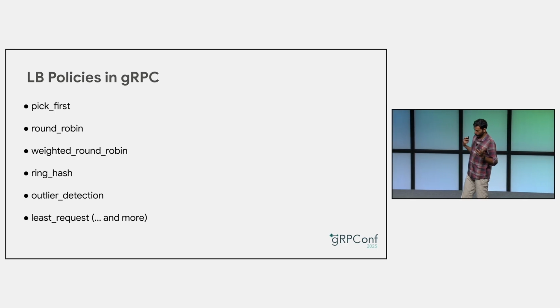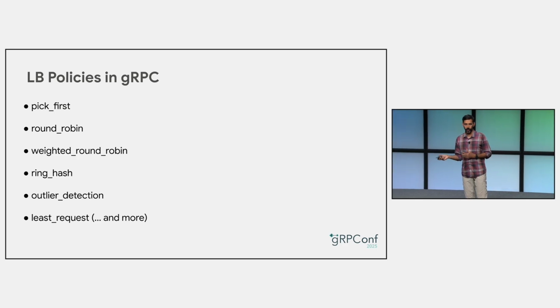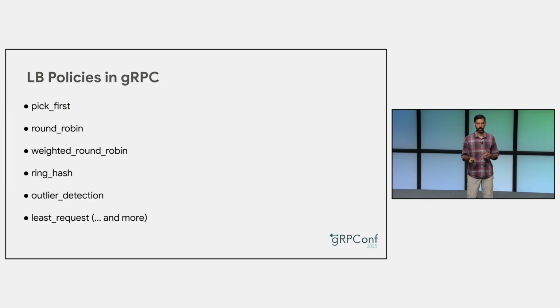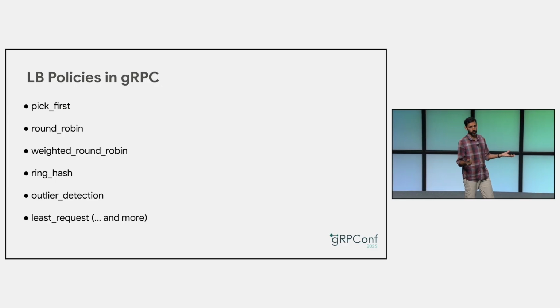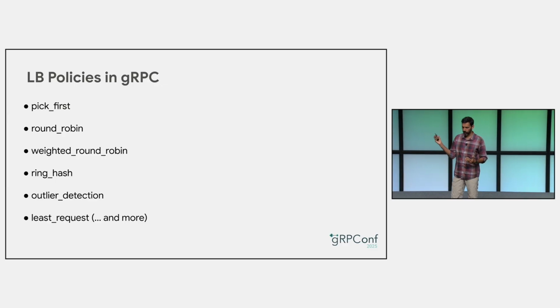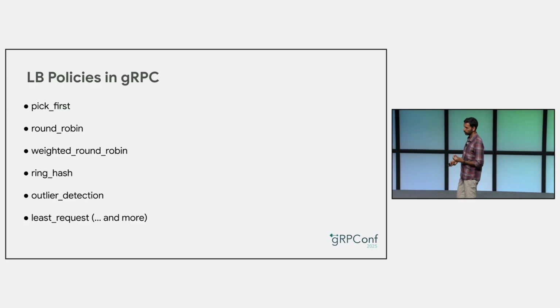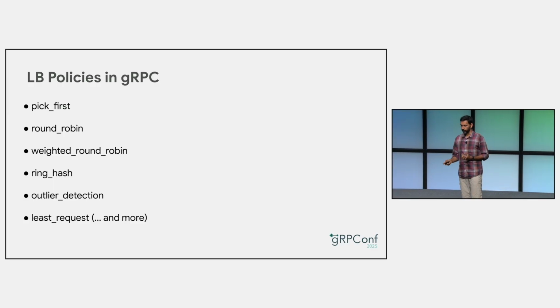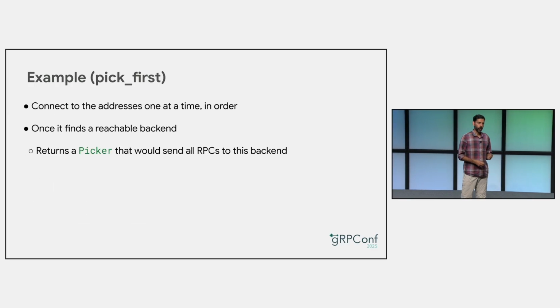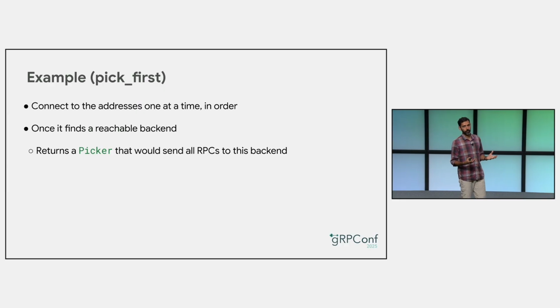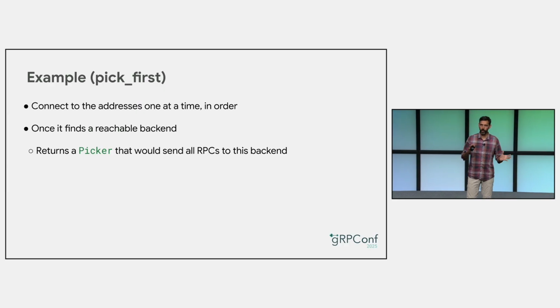So gRPC ships with a bunch of LB policies, and the plugin architecture makes it possible for our users to bring in their own as well. Here is a subset of LB policies supported in gRPC. And before we go and look into what LB policy might make sense for your service, let's actually go over a couple of examples.